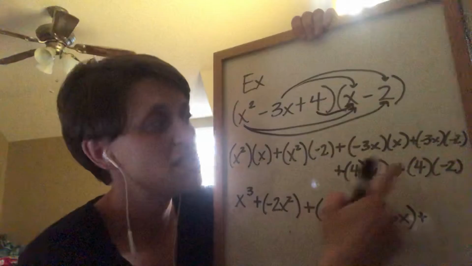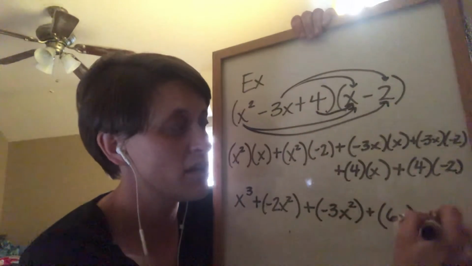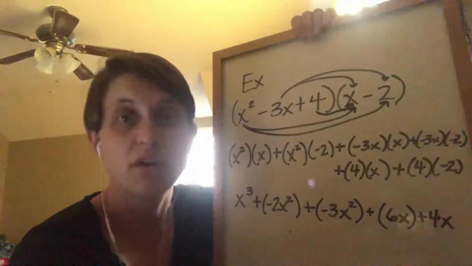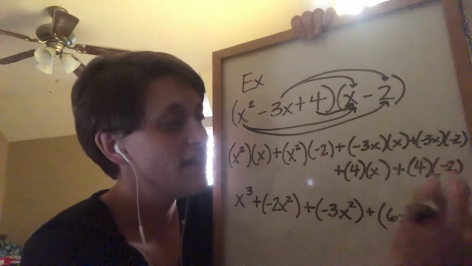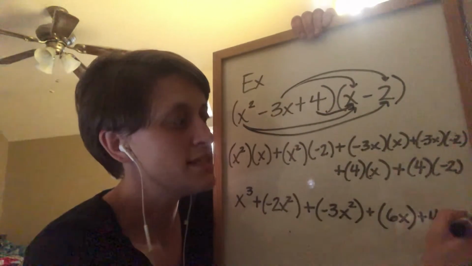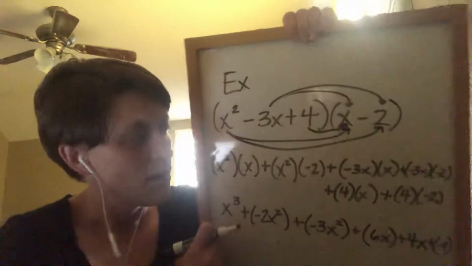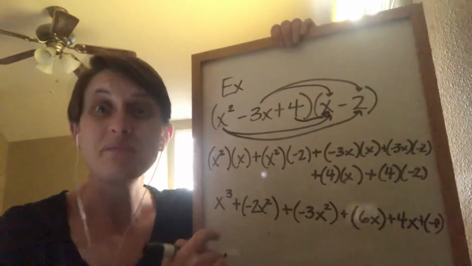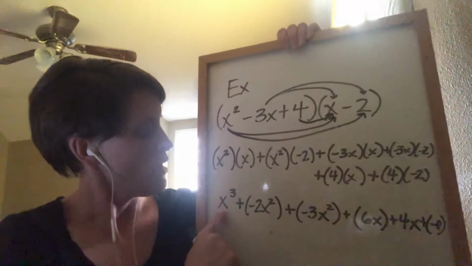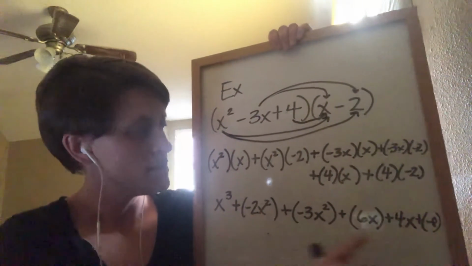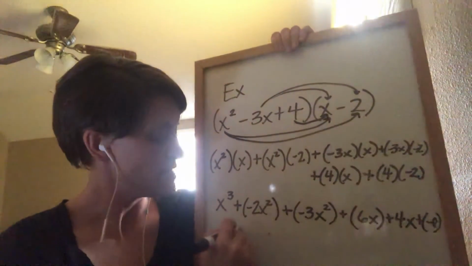Here, similar to here, we just have a 4 and an x, so that's going to be just plus 4x. And then finally, plus what ends up being negative, that's a negative 8 over there. Oh, geez. Okay, now let's see what we could put together using like terms. We have an x cubed, and I don't see any other x cubed, so it's going to have to stay by itself.